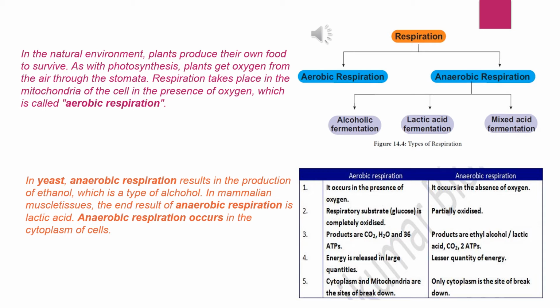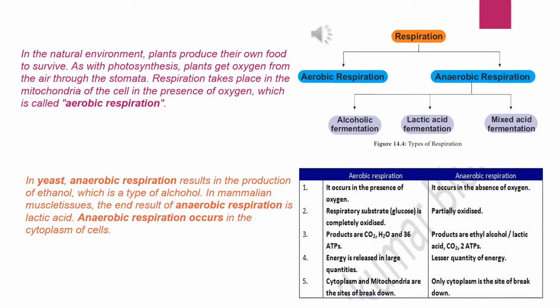So, the number of ATP molecules in aerobic respiration is higher than in anaerobic respiration. That means high energy is released in case of aerobic respiration. Now the next one, number 4. Energy is released in large quantities, obviously, as I have told before, and here a lesser quantity of energy is released.